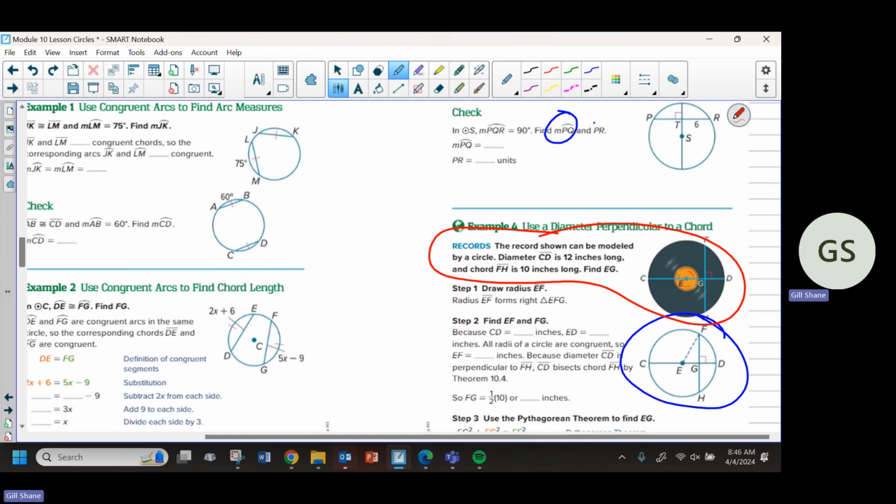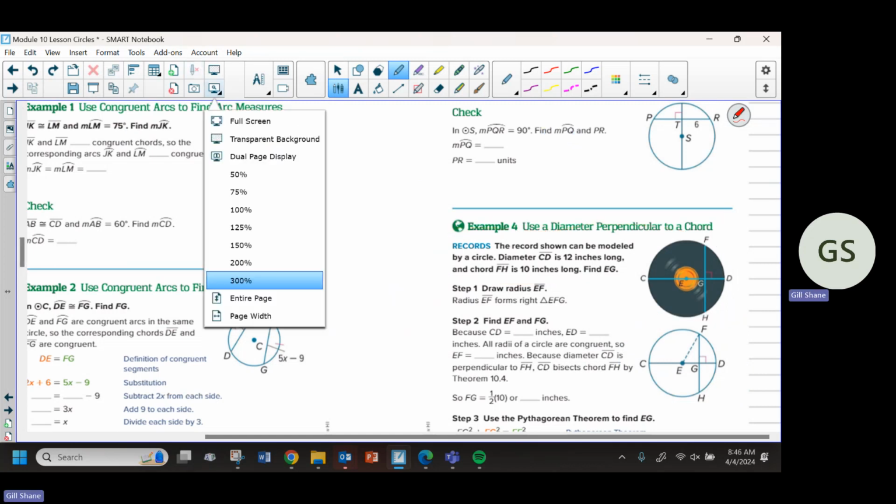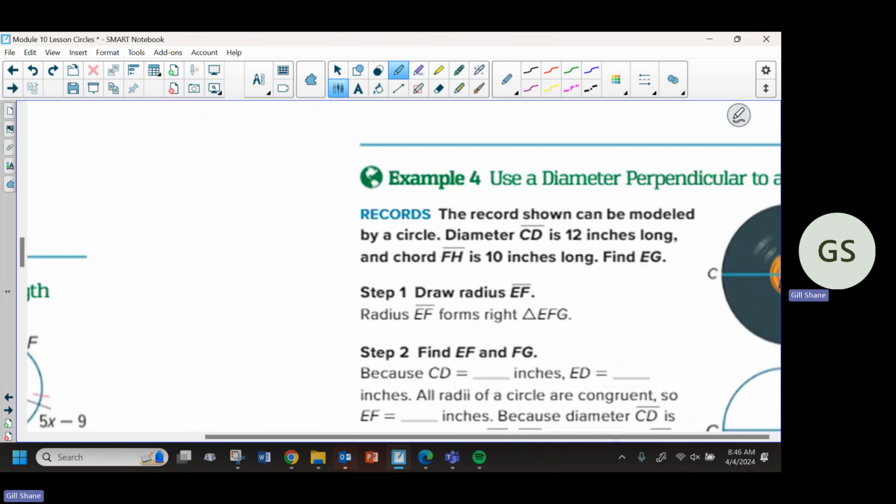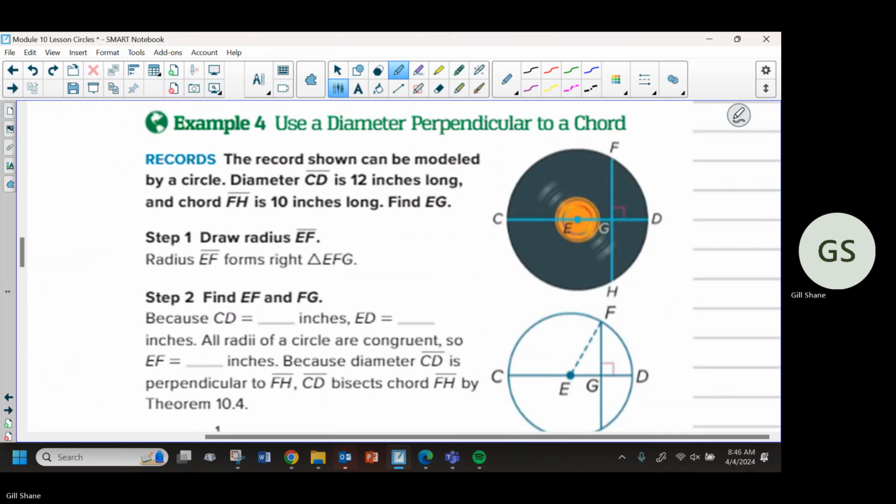Can I zoom in anymore? I think I'm already fully zoomed there. Yep. I don't think I can zoom in more here. Oh yeah, I can. Oh yeah, that's perfect. All right, so there we go.